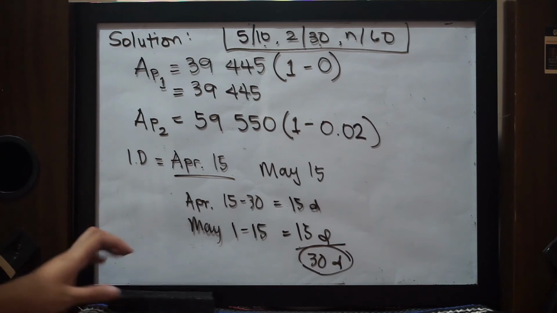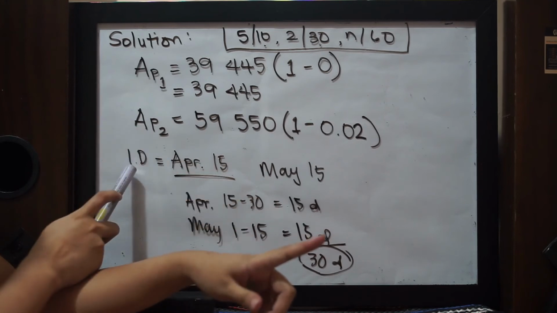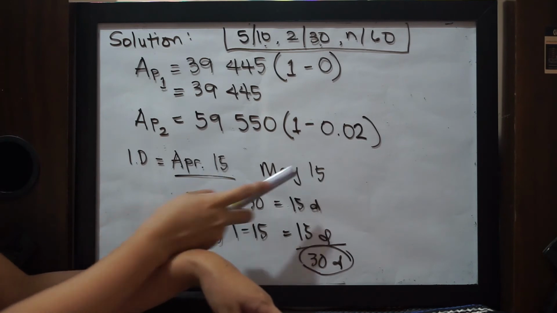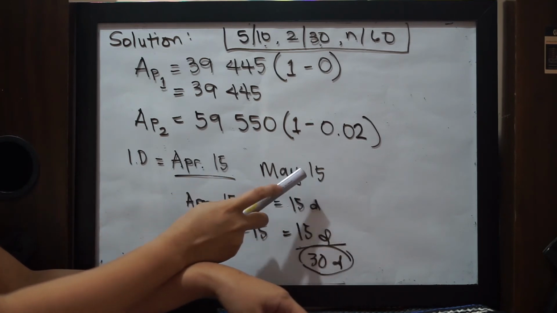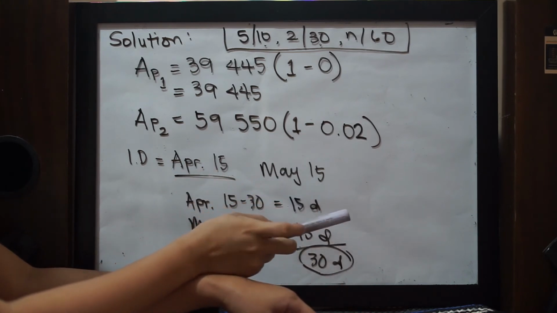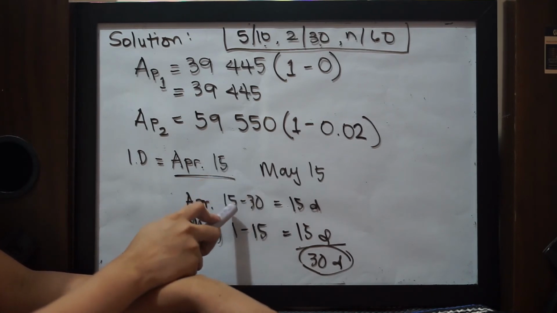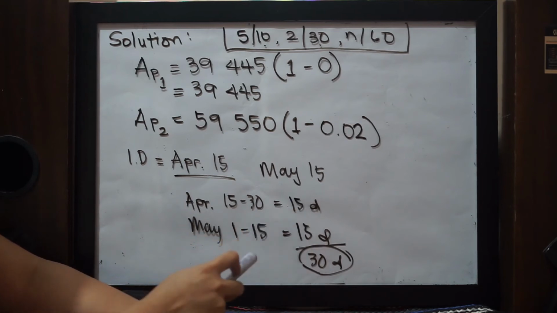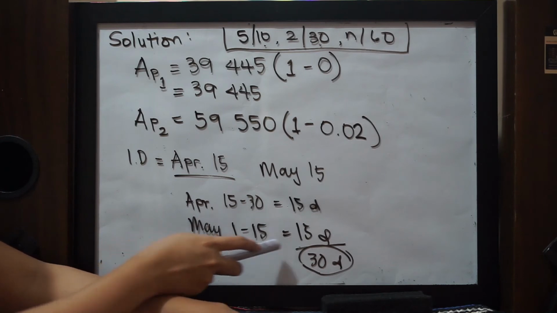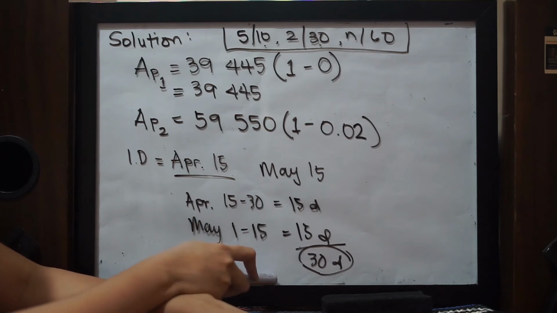So, again, paano ko nakuha yung 0.02? We start with the invoice date of invoice number 2, which is April 15. Then, babayaran siya ng May 15. So, ilang days yung lilipas from April 15 up to May 15? It's either you count na as in talagang bilang-bilang or yung ganitong technique na from April 15 to 30, meron akong 15 days. Obviously also, pagkatapos ng April, May. May 1 to May 15, meron din tayong 15 days. Adding these two, we will have 30 days.